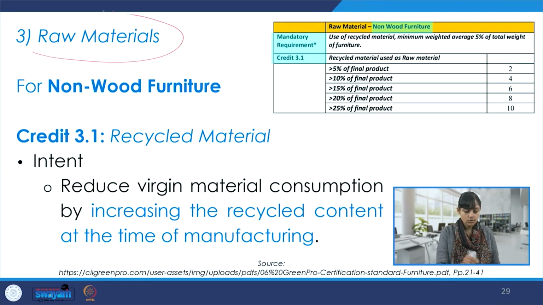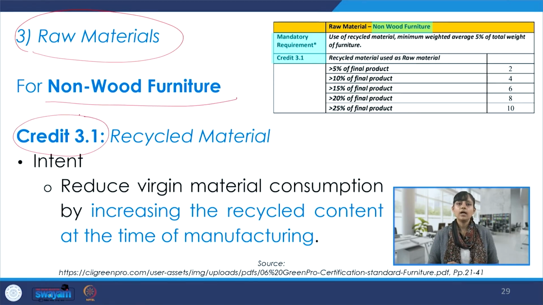Now, third one is the raw materials, and here also we will see non-wood and wood furniture. So, for non-wood furniture, the credit 3.1 concentrates on recycled material. The intent is to reduce virgin material consumption by increasing the recycled content at the time of manufacturing. And we see this credit mentioned for the non-wood furniture. These are the parameters and these are the credit points that we try to achieve and see what could be the closest that we could come to.